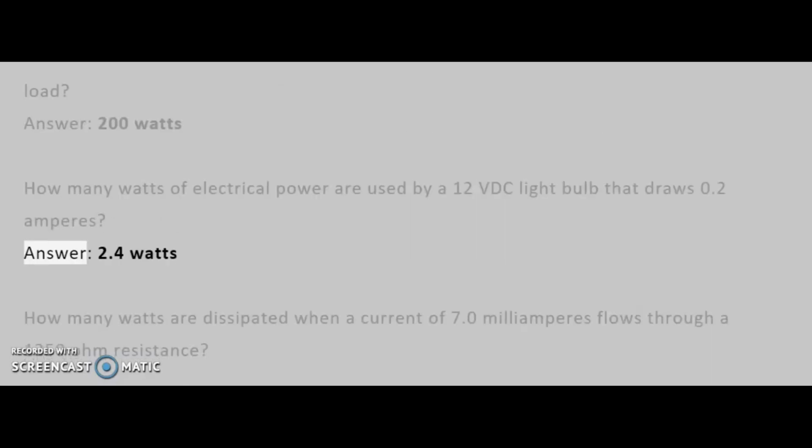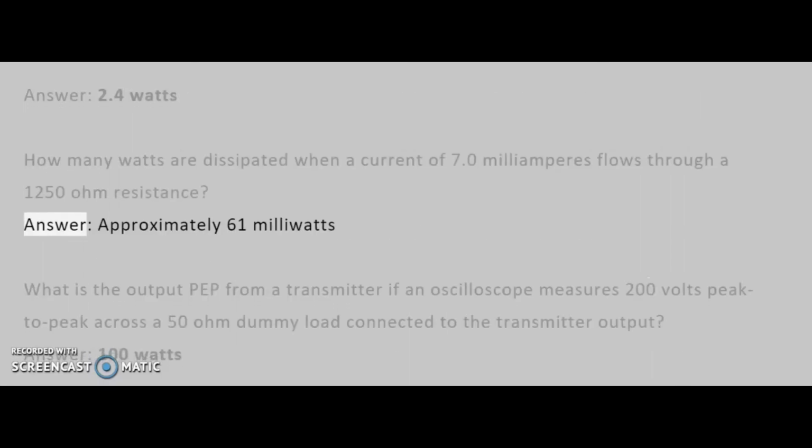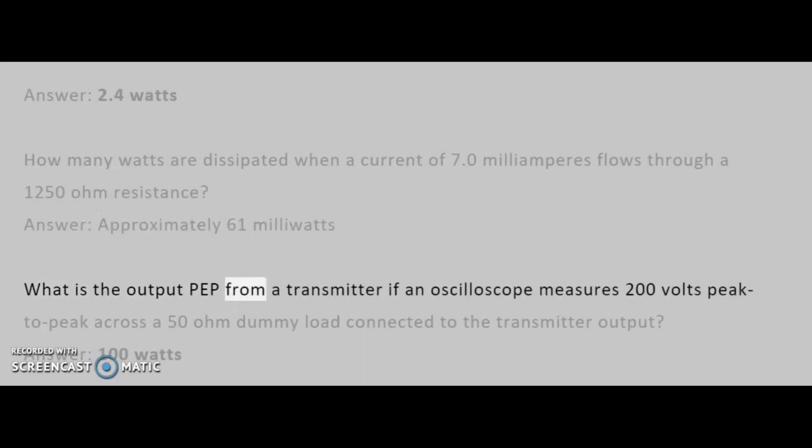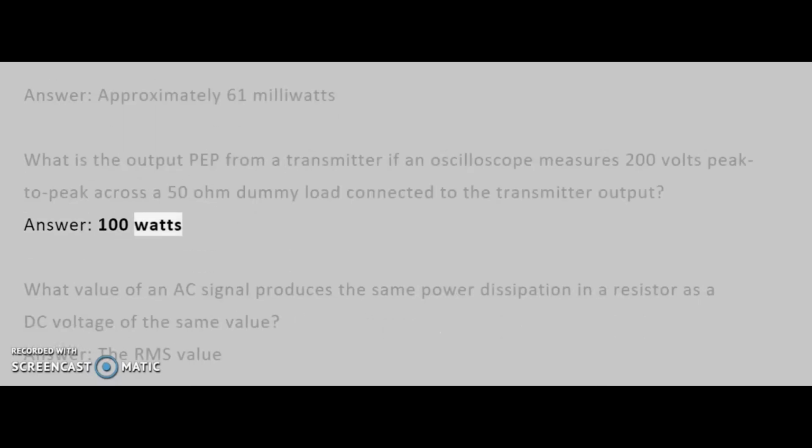How many watts of electrical power are used by a 12 VDC light bulb that draws 0.2 amperes? Answer: 2.4 watts. How many watts are dissipated when a current of 7.0 milliamperes flows through a 1250 ohm resistance? Answer: approximately 61 milliwatts. What is the output PEP from a transmitter if an oscilloscope measures 200 volts peak-to-peak across a 50 ohm dummy load connected to the transmitter output? Answer: 100 watts.